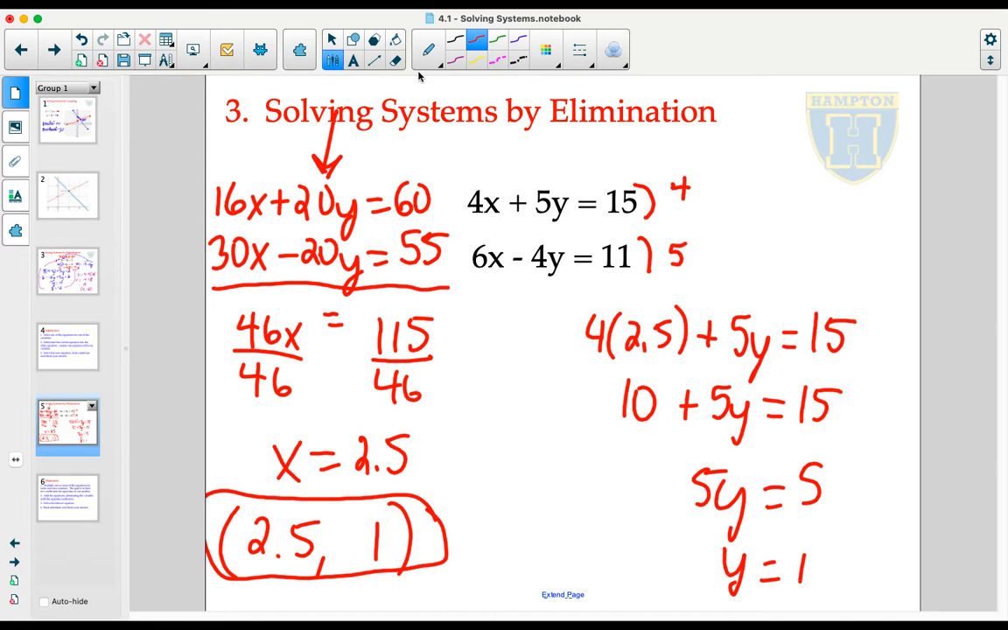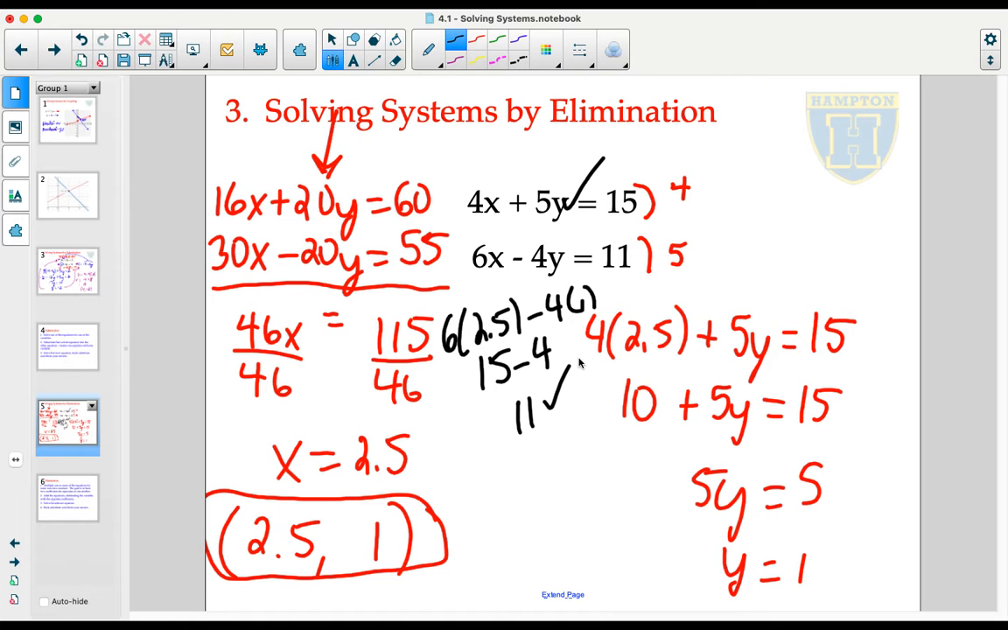We know that 2.5, 1 is going to work in the first one, so that one's good. If we check it in the bottom one, 6 times 2.5 minus 4 times 1. 6 times 2.5 is 15. 4 times 1 is 4. And you get 11, and it checks out.